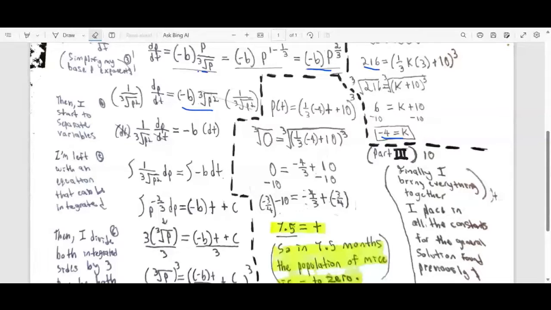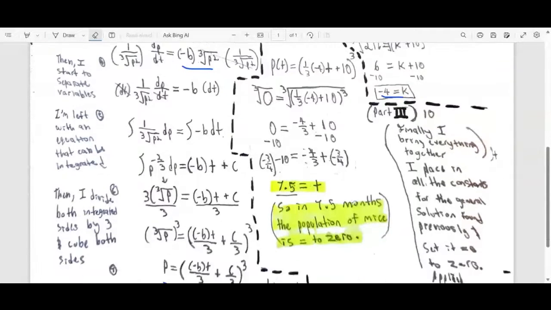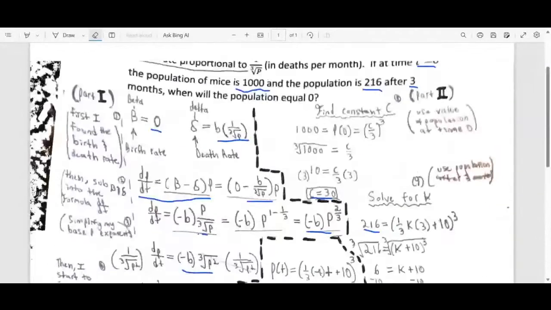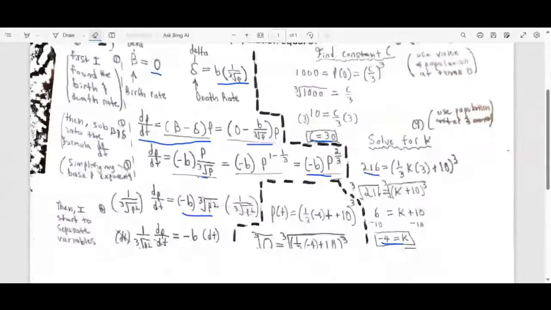Subtract 10 on both sides. And then we have to, oh yeah, multiply. Sorry, this confused me. The T looked like a plus for a second. Multiply by the inverse right here. And then we get 7.5 is equal to T. So in 7.5 months, the population of mice is equal to 0 for this question. And so that's the answer, 7.5.